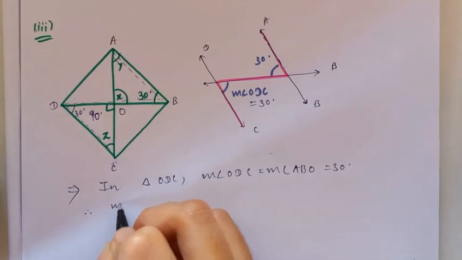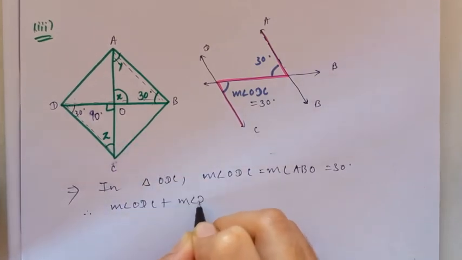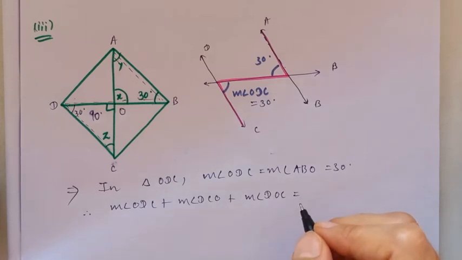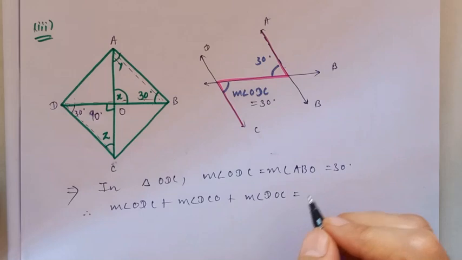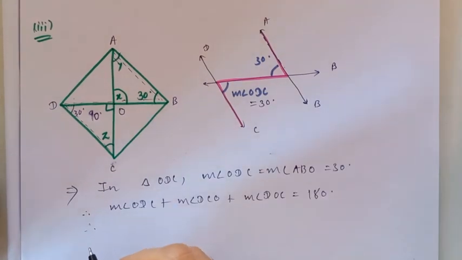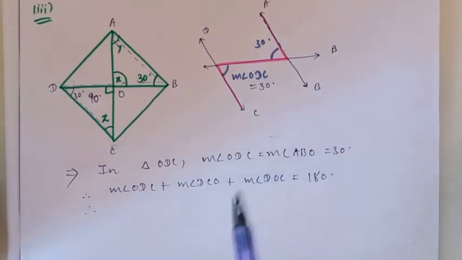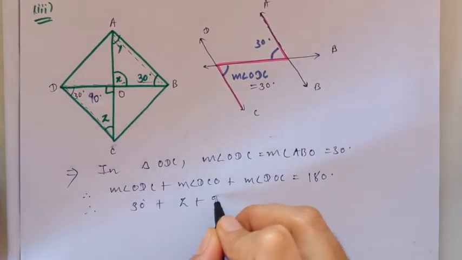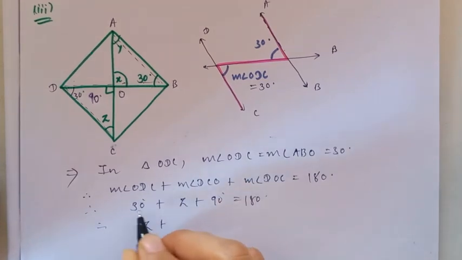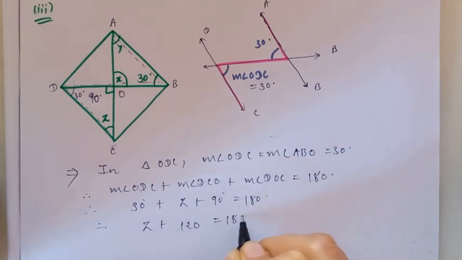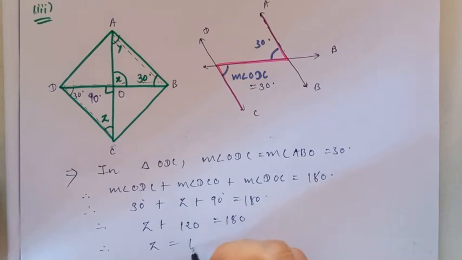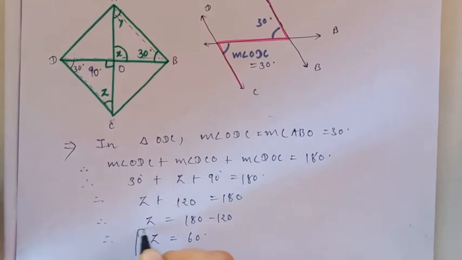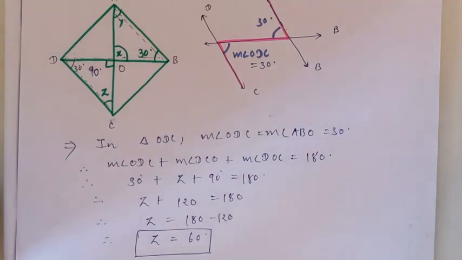So we can add them: measure of ODC plus measure of DCO plus measure of DOC is equal to, and we know the sum of the measures of angles for a triangle is 180 degrees, and for a quadrilateral it is 360 degrees. Measure of ODC is 30 degrees, DCO is Z, DOC is 90. Z plus 30 plus 90, that is 120, equals 180 degrees. So 180 minus 120, Z is equal to 60 degrees.